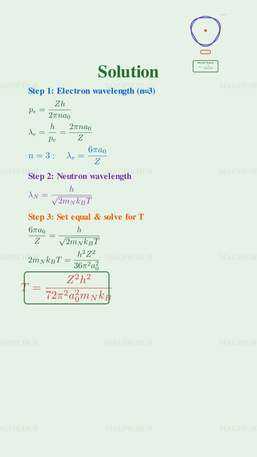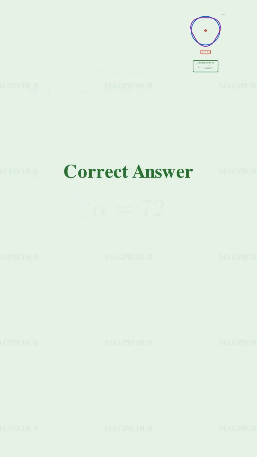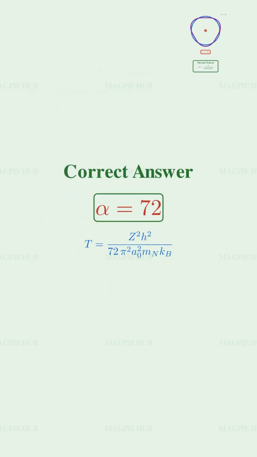Step 3. Set the two wavelengths equal. 6 pi a naught over Z equals h over square root of 2 mn kBT. Squaring both sides and solving for T, we get T equals h squared Z squared over 72 pi squared a naught squared mn kB. Comparing with the given form, alpha equals 72. The correct answer is alpha equals 72.